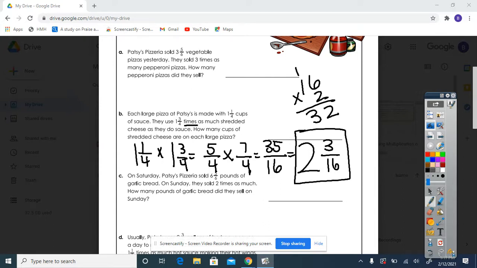We cannot simplify that because what numbers go into 3? 1 and 3. Do either one of those numbers help me with 16? No. 1 doesn't help it get any smaller, and 3 does not go into 16.